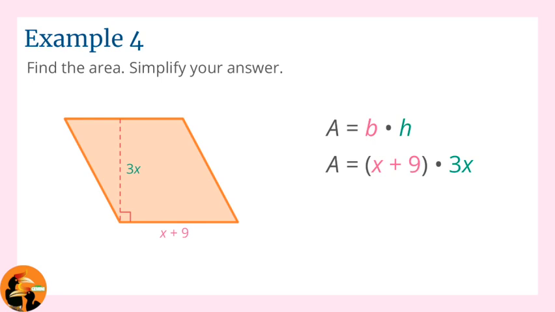To simplify, we'll need to distribute the 3x. 3x times x is 3x squared, and 3x times 9 is 27x, so the area of this parallelogram is 3x squared plus 27x.